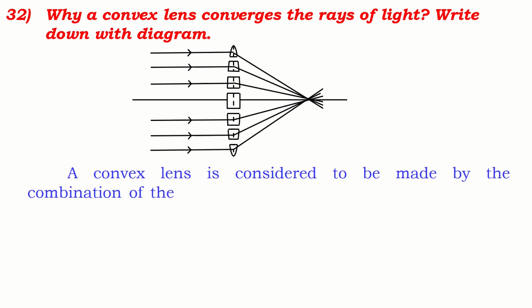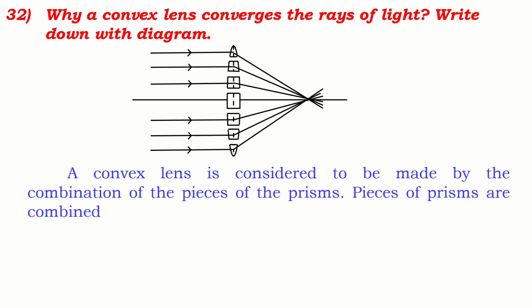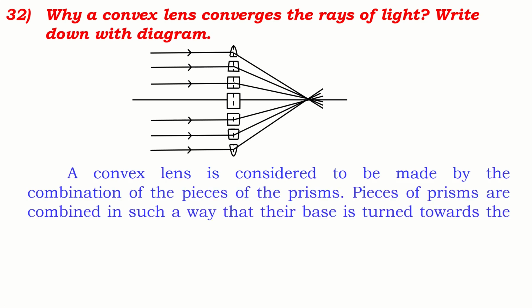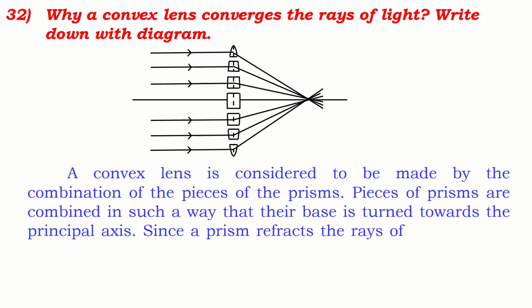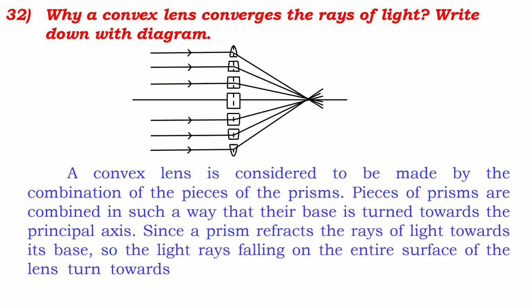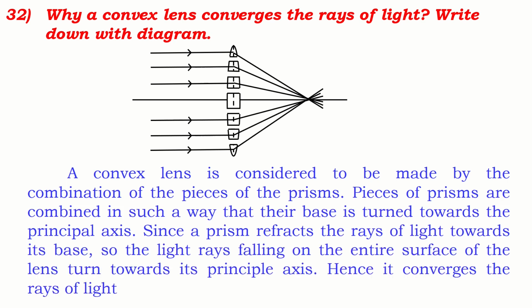A convex lens is considered to be made by the combination of pieces of prism. Pieces of prism are combined in such a way that their base is turned towards the principal axis. Since a prism refracts the rays of light towards its base, the light rays falling on the entire surface of the lens turn towards its principal axis. Hence, it converges the rays of light. This way we can answer.